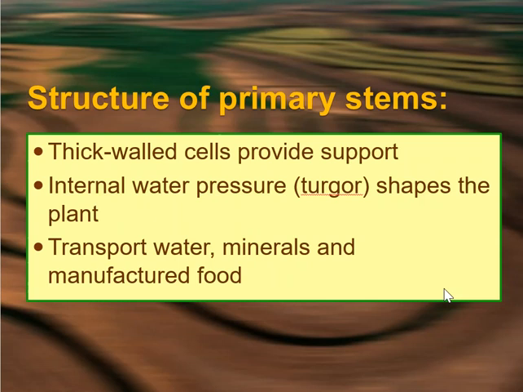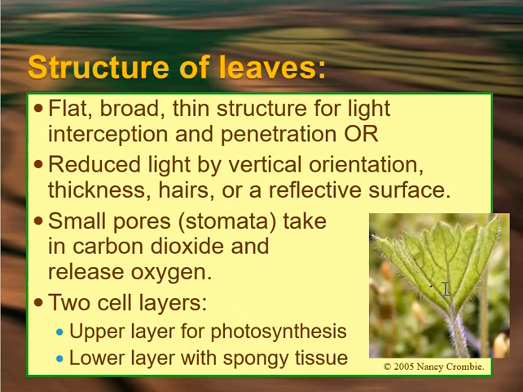The stems also transport water, minerals, and manufactured food as well. So they take your water and minerals from the soil and they spread it to the rest of the plant. They take energy from photosynthesis from the leaves down to the roots so that they can have energy to divide in mitosis and grow and further expand those roots as well. The structure of leaves.